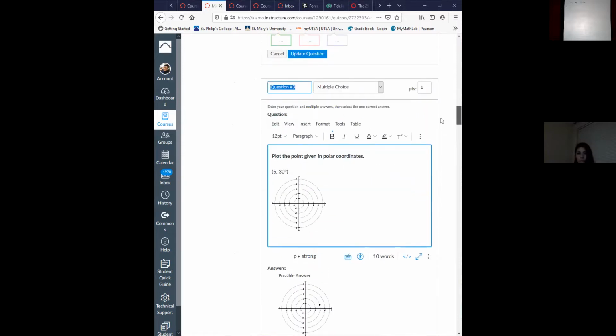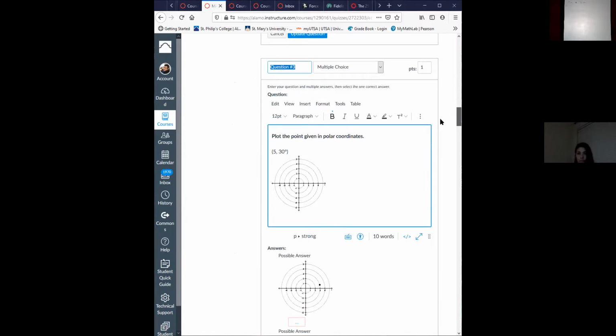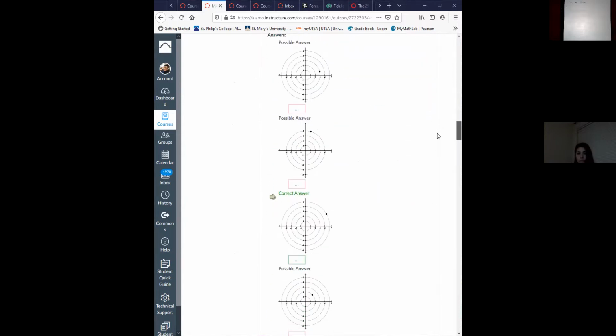3 is the same deal. Go to 30 degrees and then move out 5. So there it is.